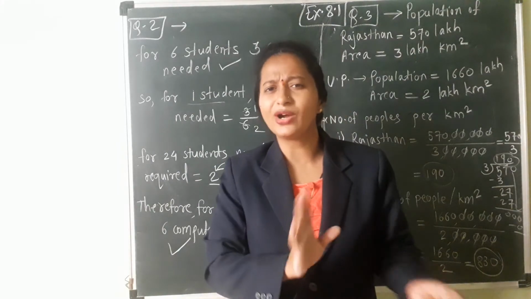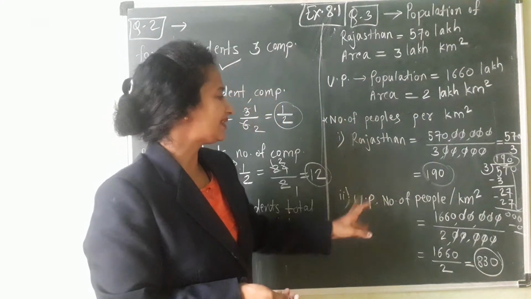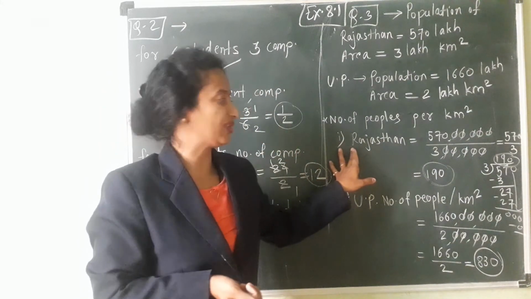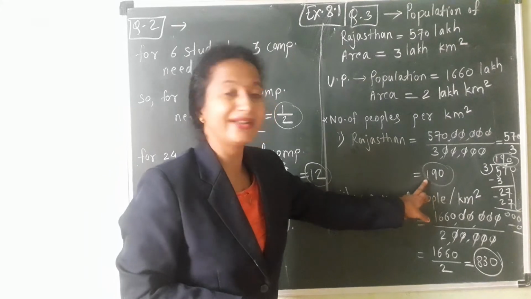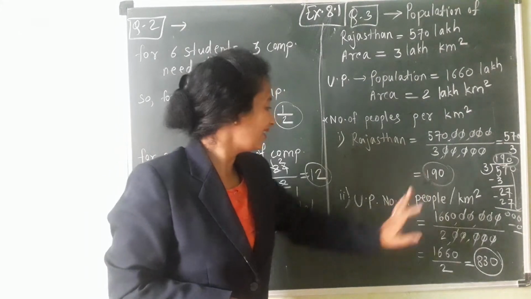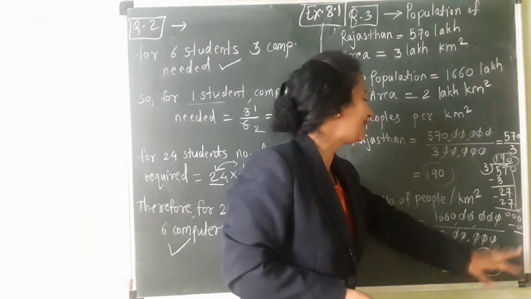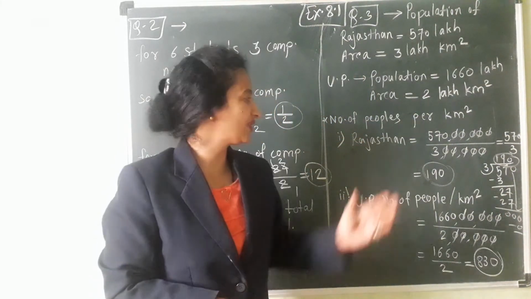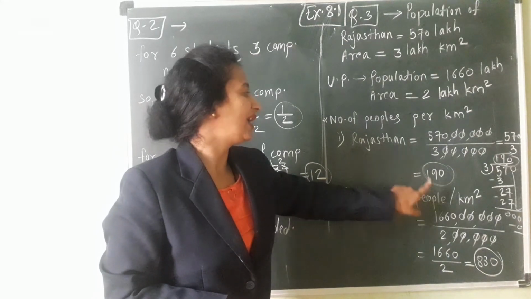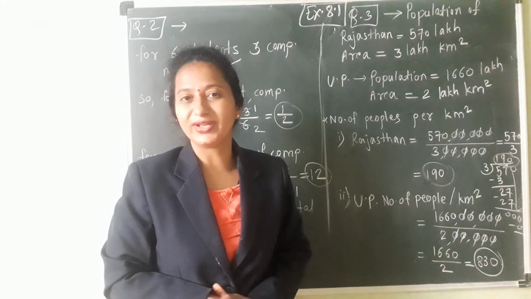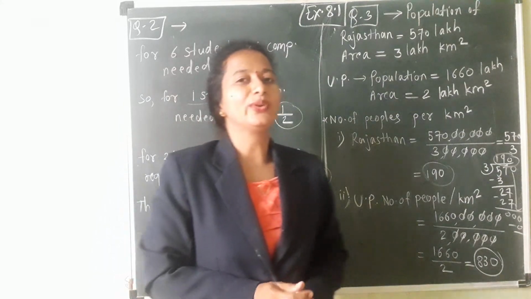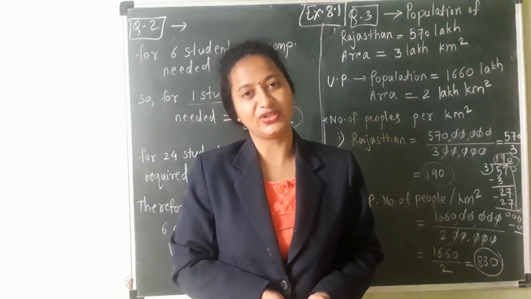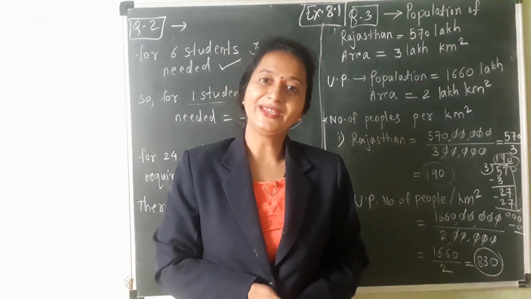In the B sub question we have to compare these two states and conclude which state has less population. Now see, Rajasthan has 190 per kilometer square area and UP has 830 per kilometer square area. So obviously which state has less population? The answer is Rajasthan, with about 190 population per kilometer square. So today our exercise 8.1 is finished. You have to solve only 2 sums from question number 1. So today we'll stop here. Thank you and have a nice day.